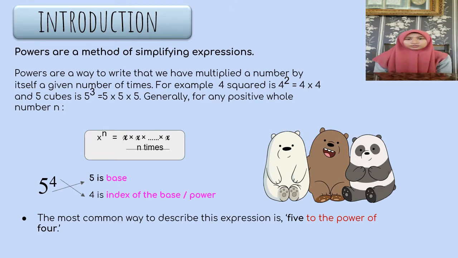Okay, so we look here, we have 5 to the power of 4. So 5 is called the base and 4 is the index of the base, or its power. And the most common way to describe this expression is 5 to the power of 4.